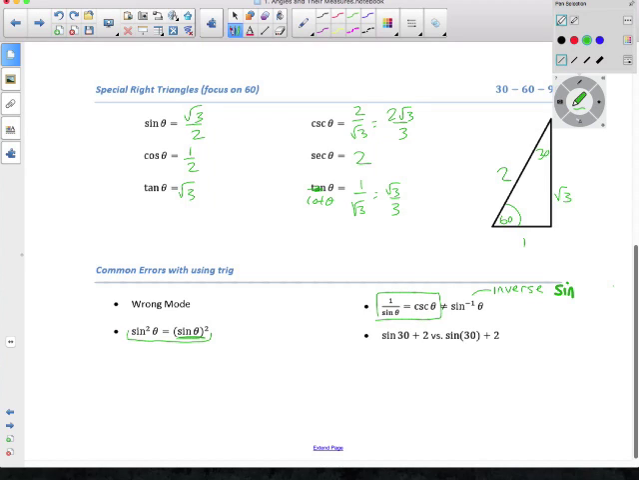And here, you want to be really careful, especially if you're typing this in your calculator. Sine of 30 plus 2, the calculator is going to read it like that and do sine of 32. So if you really want to do sine of 30 and then add 2 to that, you need to make sure you close the parentheses. So those are just some common mistakes that people might make, something to be careful about.